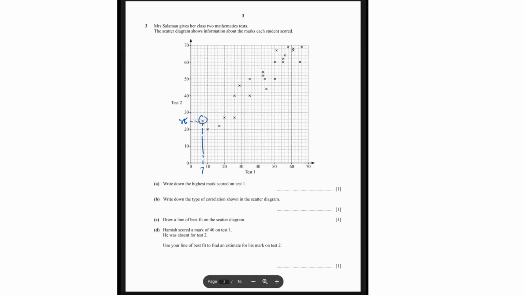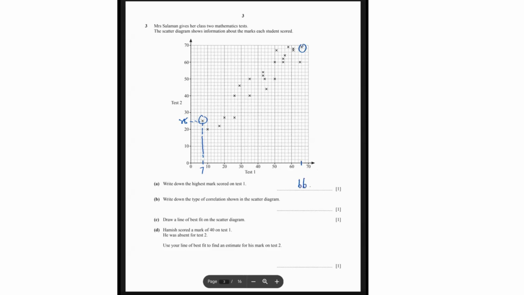Part A, write down the highest mark scored on test 1. Highest mark scored on test 1, we read on the horizontal axis. So the highest mark is this one here, which is 66.